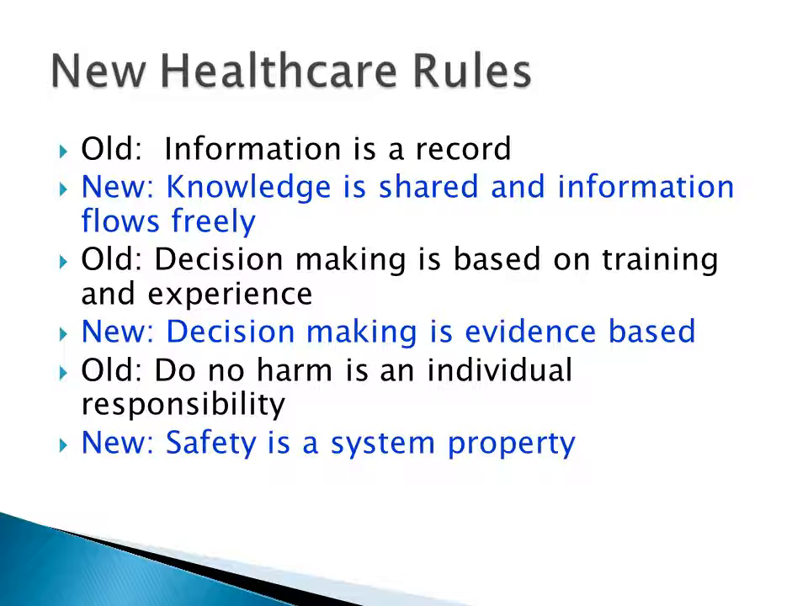In the old system, doing no harm was an individual responsibility, and that's not to say that we aren't all individually responsible for doing no harm, but what we know very clearly now is that safety and quality is a property of systems, not of individuals. It's not about unsafe individuals, it's about unsafe systems. It's terribly important to remember. I'll go over that again. It's not about unsafe individuals, it's about unsafe systems.